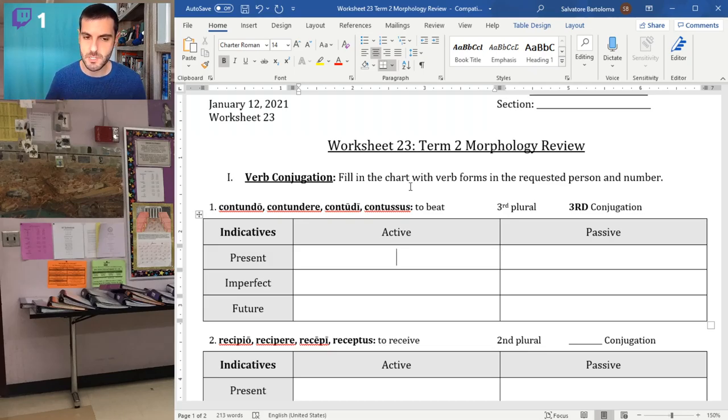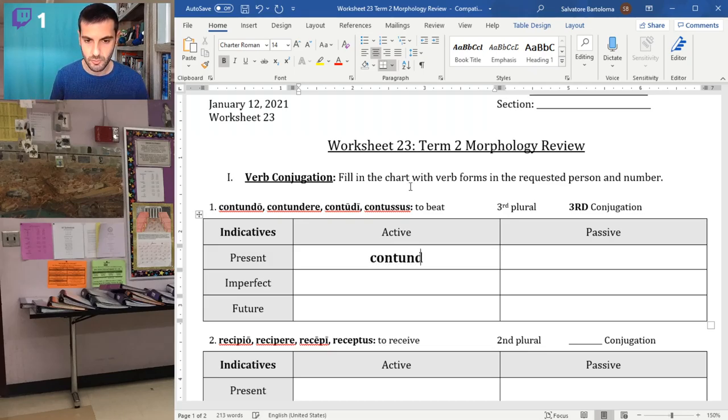So the verb is contundo, contundere. This is obviously third conjugation. So with these charts, what we're doing is we're making all the different third plural forms, all the they forms. So third conjugation, what comes to mind is a different pattern, different vowels, no bo be boo, right? This is all the stuff that should kind of be cycling through your brain when you hear third conjugation, okay?